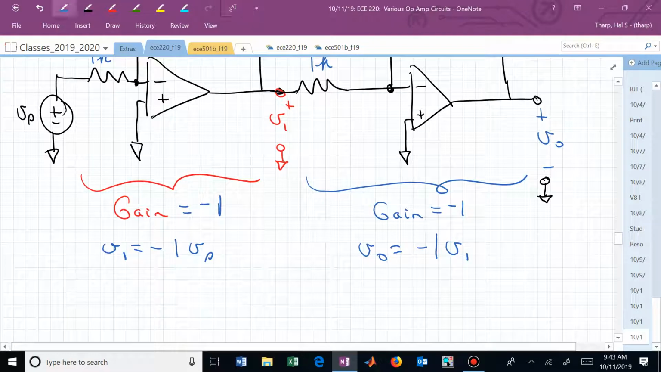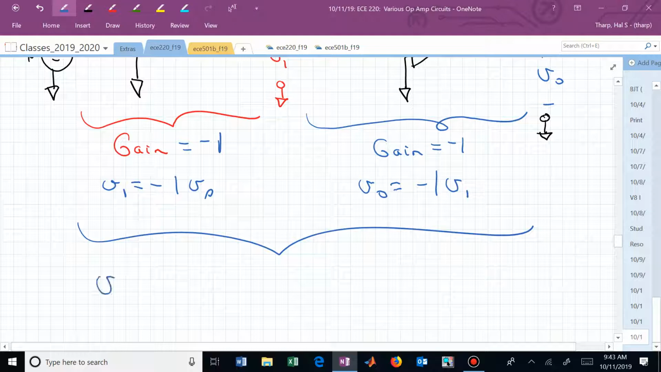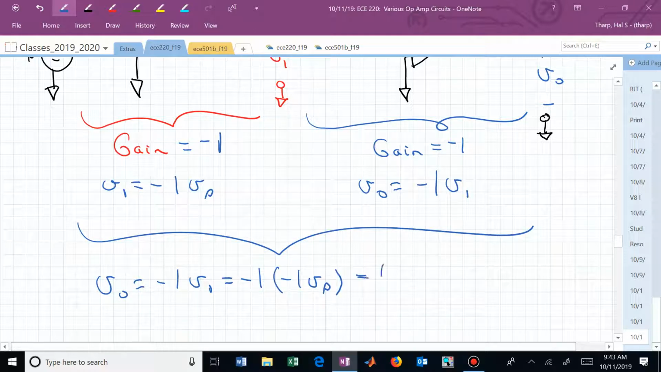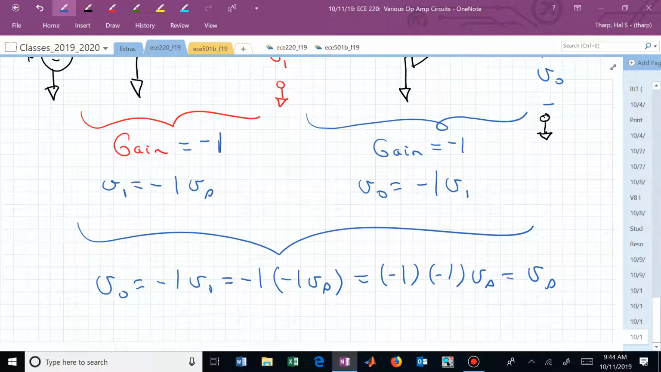And now do you see that overall we now just have V sub 0 is now minus 1 V sub 1, which is minus 1 times minus 1 V sub S. And now we've used this cascade combination to change the signs back, and just because of the way we selected those resistors, we're just seeing the same voltage at the output pin as we see at the input pin. And you could vary that up by switching the feedback resistors, the input resistors, etc.